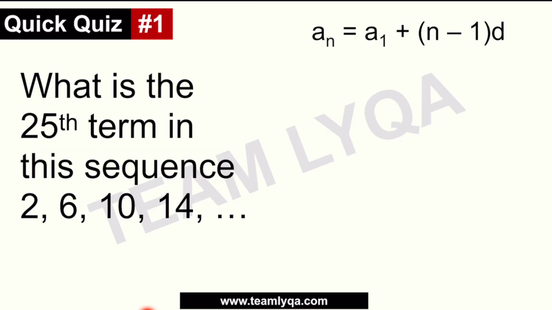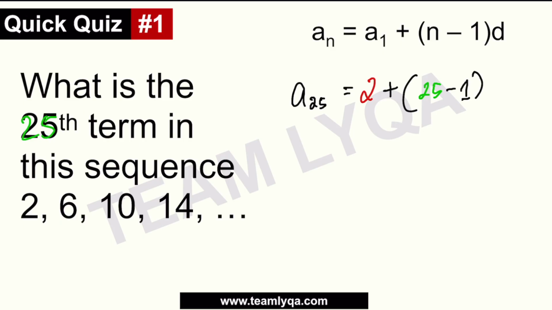Alright, let's see how you did. Let's start with the first problem. Sabi, what is the 25th term in this sequence? Now, again, ang hinahanap is yung a sub 25 or the 25th term. That would be this, is equal to, first term natin is 2. So, susulat lang natin yung 2. Plus, yung ating n, which is 25, kasi 25th term ang hinahanap natin. So, that would be 25 minus 1 times the common difference.